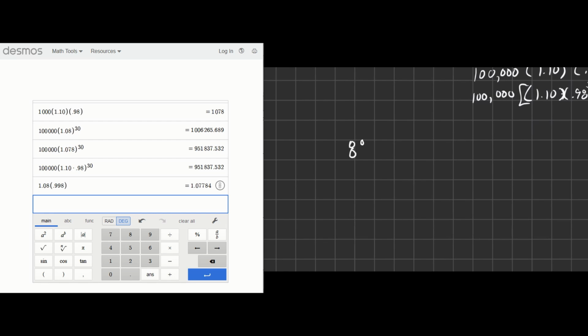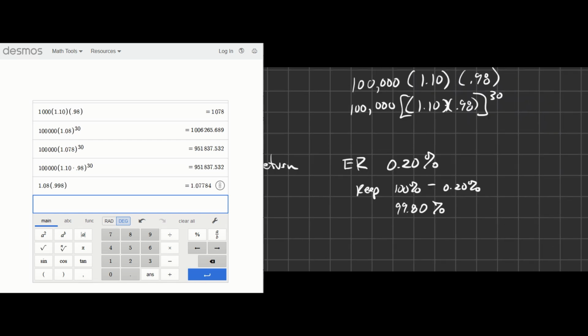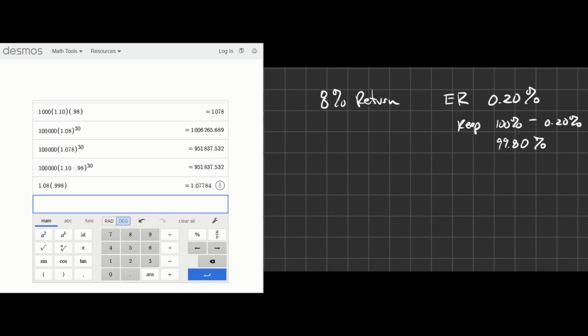Let's say that you're going to get an 8% return, annual return, and let's say you have a much more reasonable expense ratio, maybe something like 0.20%, so 20 basis points. So what you can think about here is that you're going to keep 100% minus 0.20% every year over here. So we're going to keep exactly 99.8% every year.